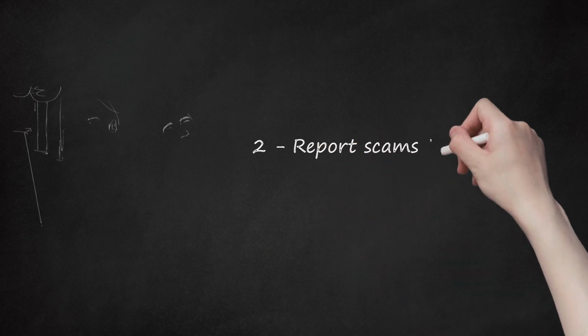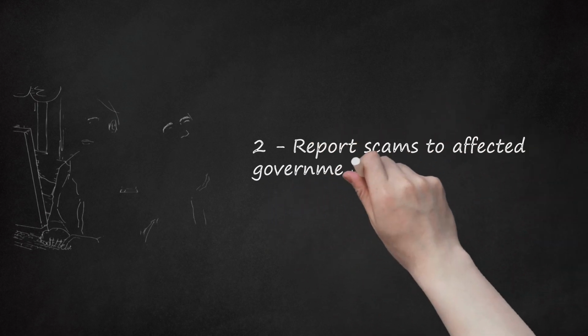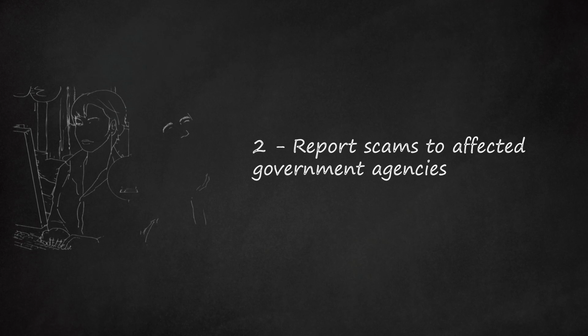2. Report scams to affected government agencies. Some scams might involve a federal or state agency. You'll want to report the scam right away so that they can investigate as well. For example, you may need to contact the following.